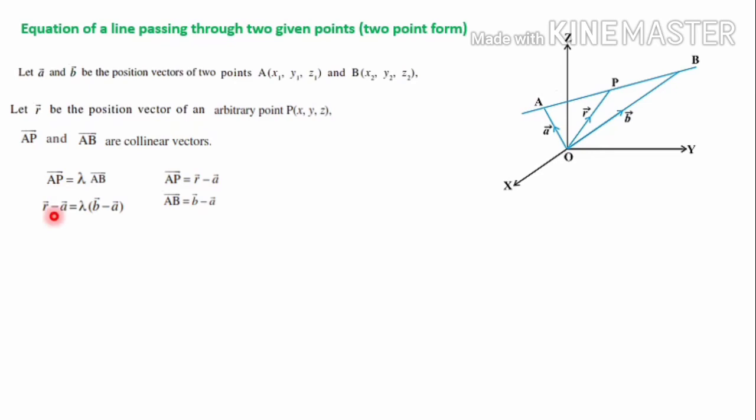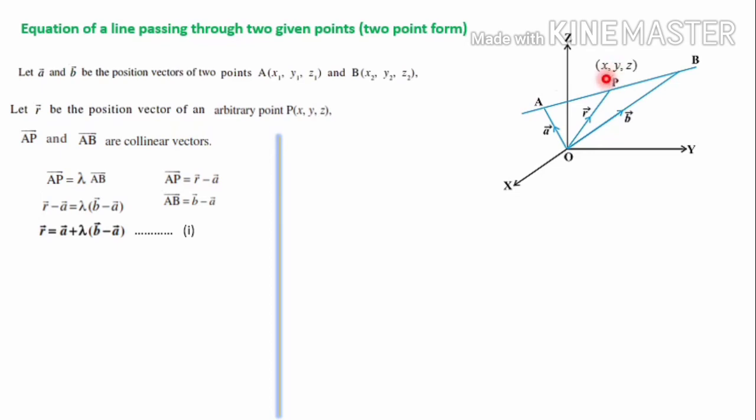Let's substitute it. Vector R minus vector A is equal to lambda into AB, and vector AB is B minus A. So the minus A vector will come to the right side. That is, vector R is equal to vector A plus lambda into (vector B minus vector A). So this is the vector equation of a line passing through two given points. Let's mark it as equation number 1 and we will go for the Cartesian form.